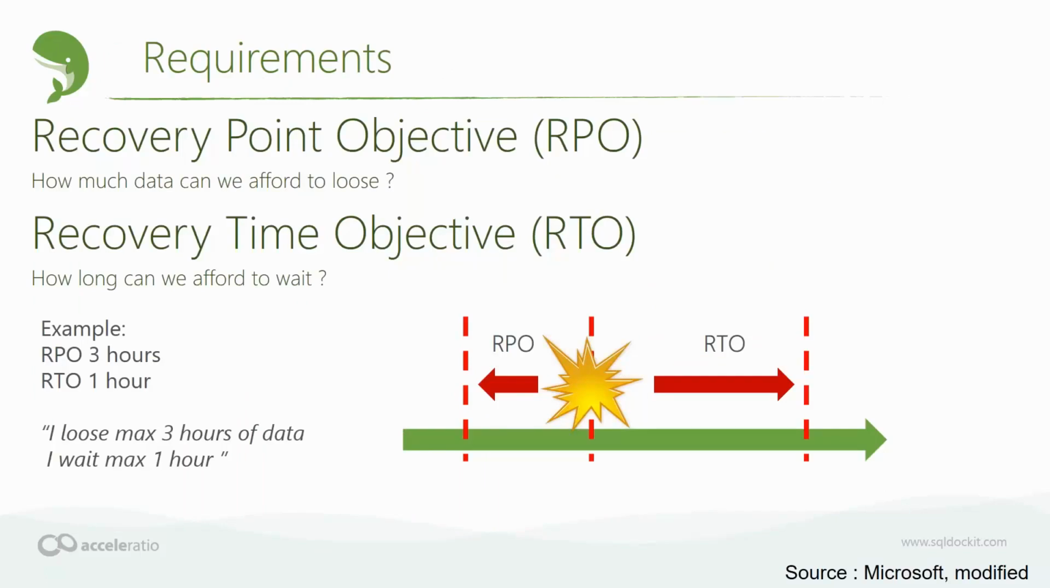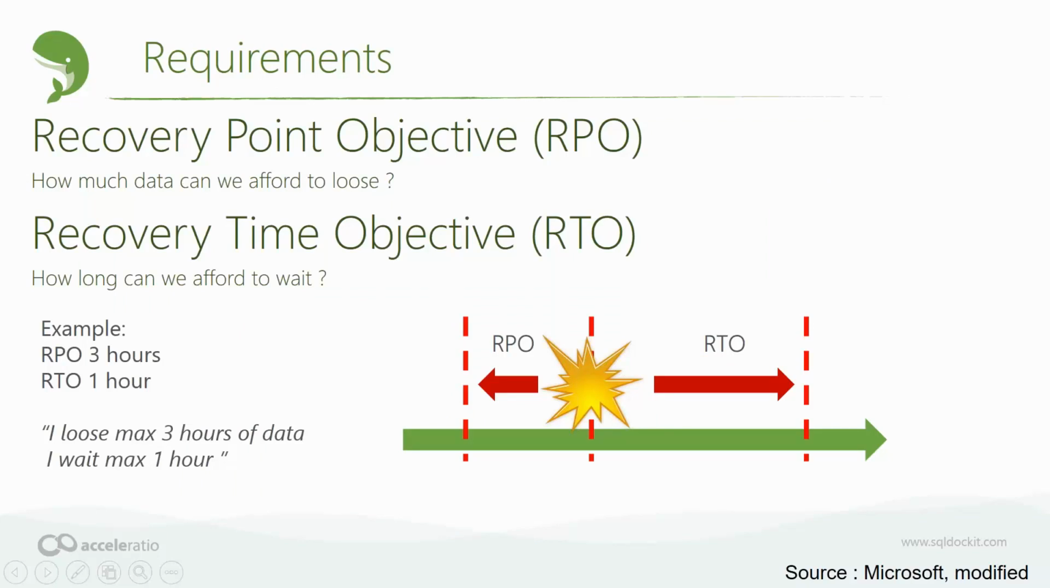You need to be very familiar with the following terminology: SLA, service level agreement; HA, high availability; DR, disaster recovery; RPO, recovery point objective; and RTO, recovery time objective. This slide comes from Microsoft. If you want to talk about business continuity with the business, these 2 points are really key: RPO and RTO.